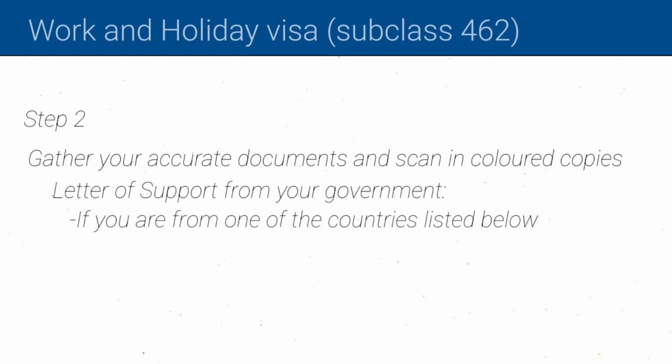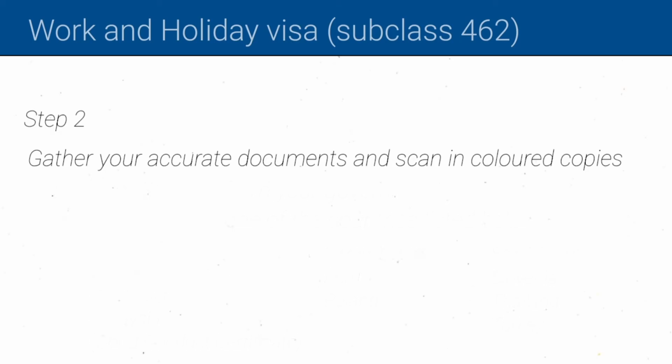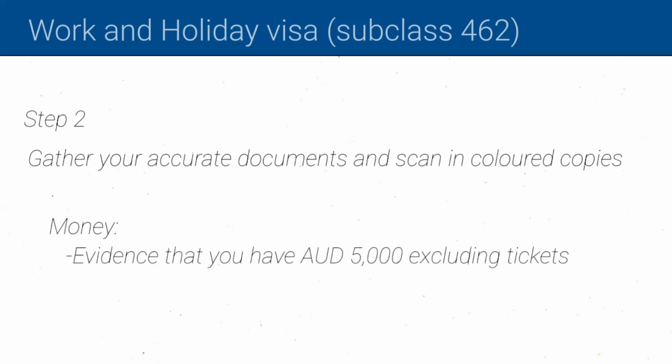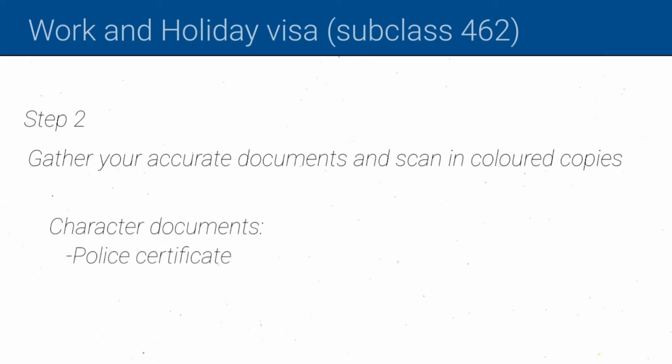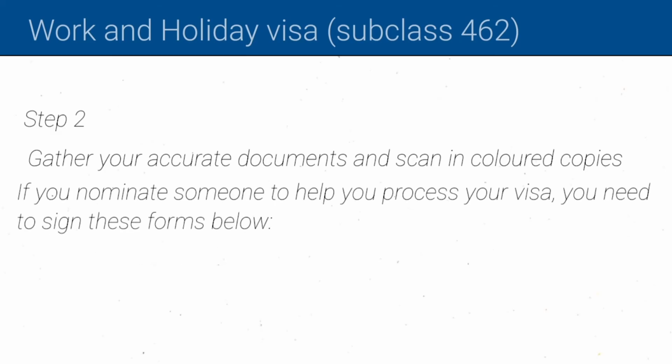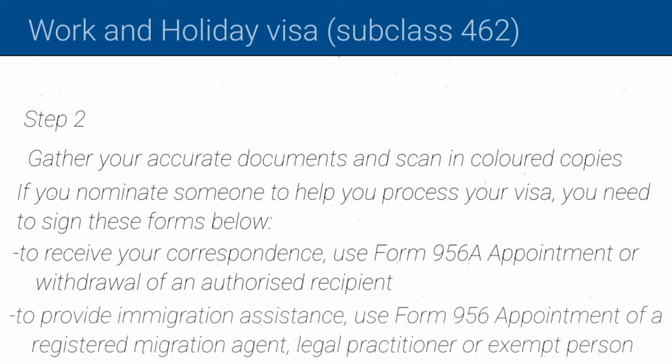For a letter of support, you need to get it from your government if you are from one of the countries listed below. If not, please disregard this document. For your money, you need to provide evidence that you have 5,000 Australian dollars, not including the expense of your tickets. For example, you need a bank statement. For your character documents, you may need a police certificate. If you nominate someone to help you process your visa, you need to sign these forms below. To receive your correspondence, you sign Form 956A. To provide immigration assistance, you sign Form 956.